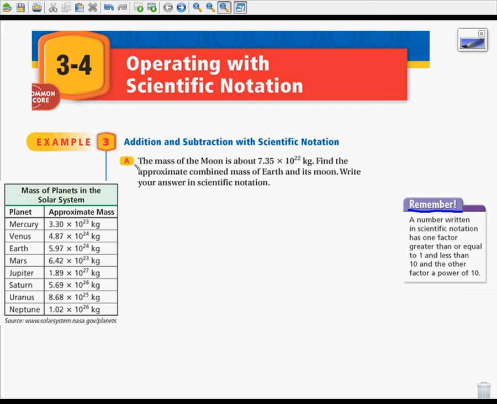Here we have the mass of the moon is about 7.35 times 10 to the 22nd kilograms. Find the combined mass of Earth and the moon. So when we combine it, we're going to go ahead and add them. So we have 5.97 times 10 to the 24th plus, and I'm going to write it underneath each other here, 7.35 times 10 to the 22nd.